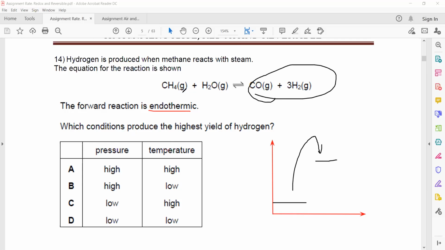And what about the pressure? Because I have 2 moles of reactant and 4 moles of product, if I increase the pressure, equilibrium will shift towards the left hand side. So I should decrease the pressure because I want to shift towards the right. So low pressure and high temperature.